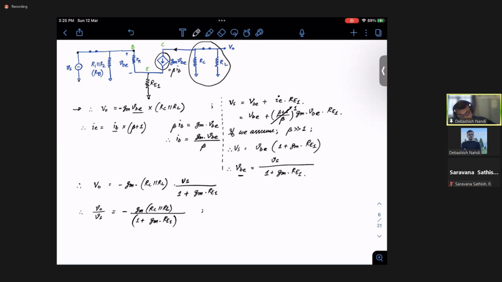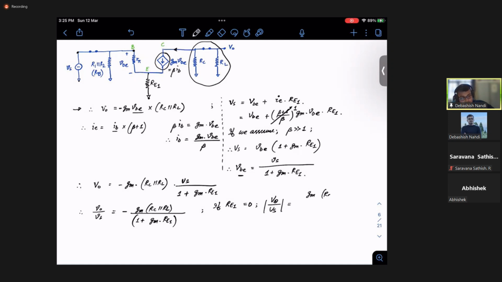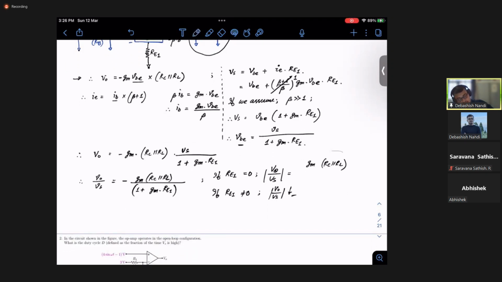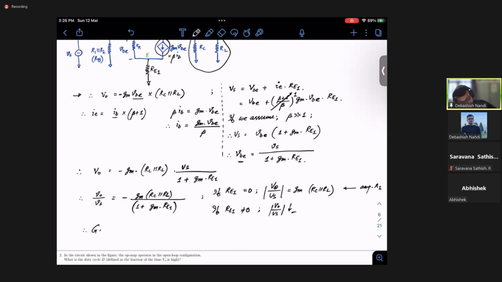So you see, if RE1 is equal to 0, then V0 by Vs is minus GM RC parallel RL. And if RE1 is not 0, then your overall gain, that means V0 by Vs, reduces. This is the case for amplifier A1. So you see that the voltage gain reduces in case of A2.